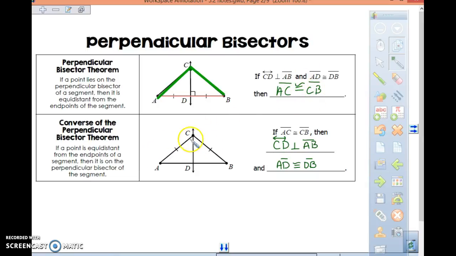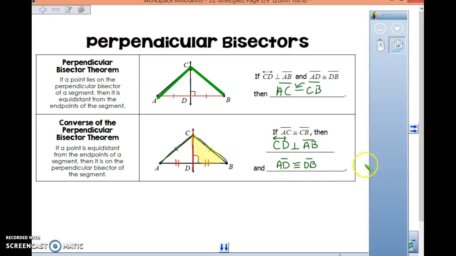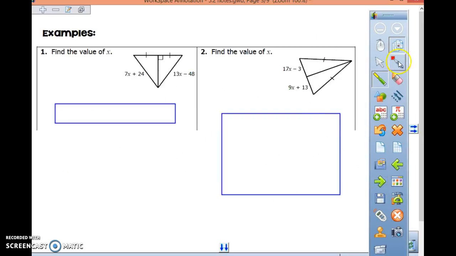The converse of that says, if I have that segment on the bottom and I'm on a line that touches it such that AC and CB are congruent, that means that this line CD is perpendicular and it's a bisector. And notice how if I shade in half of that picture, it turns into a triangle that has hypotenuse and leg congruent on the other side. And that's why all this stuff is working. So let's do some questions.